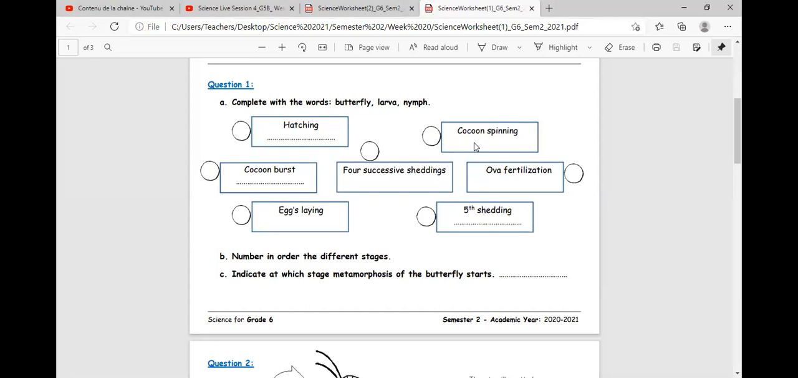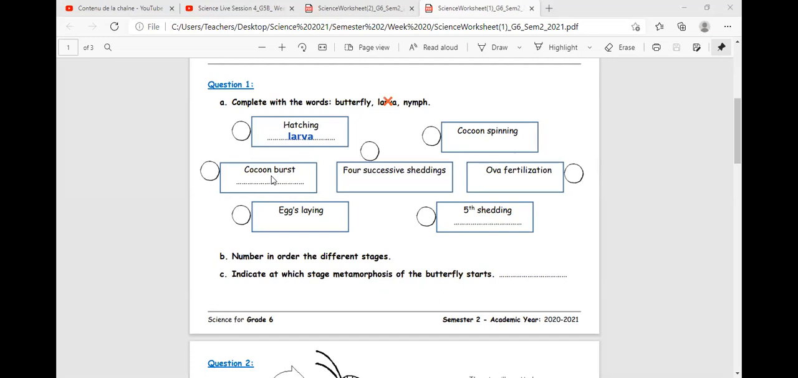This question is for all of you. We will complete the words all together. We have three words: butterfly, larva, and nymph. You can unmute yourselves. I'm talking with all of you now. Hatching. What hatches from an egg? Is it a butterfly, a larva, or a nymph? What should I write in this space, in the first place? It's a larva. So a small organism that looks like a worm hatches from an egg. So it's a larva that hatches from the egg.